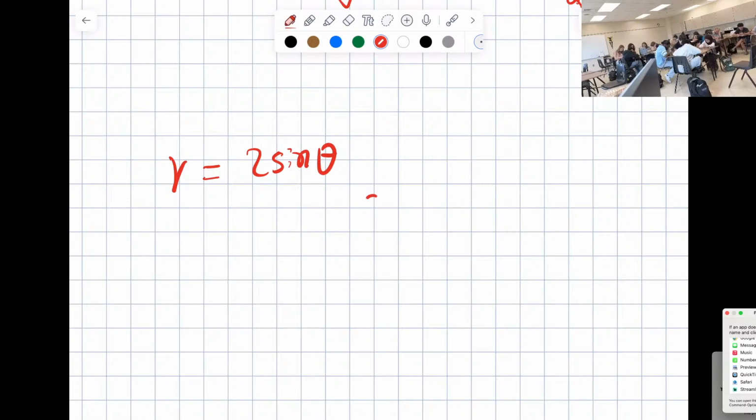So, do you know from where to where? 0 to pi. Do not forget there is a number outside. What's the number? That's the 2 sine theta. Yeah, why is it? Oh, that's a good question.